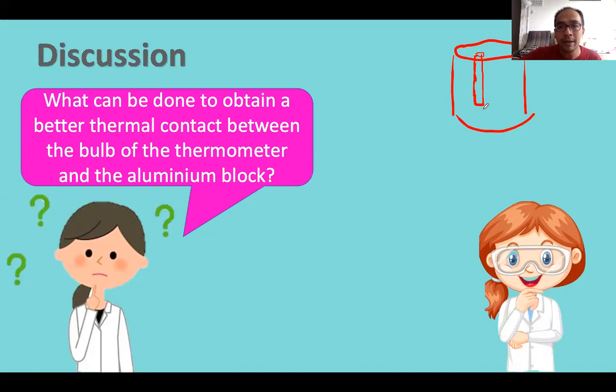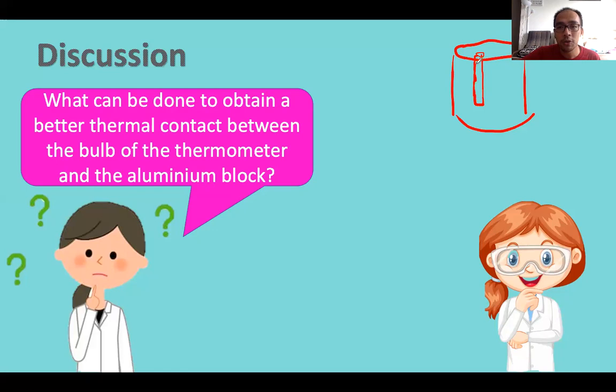So what happens if, let's say, you put the thermometer inside here, but the thermometer is so tiny that there is a gap? Okay, there is a gap between the thermometer and the wall of this aluminium. That means it is very loose lah. When you put the thermometer inside, it can still rattle around inside. Okay, it is not tight. So that means there is going to be some heat loss over there.